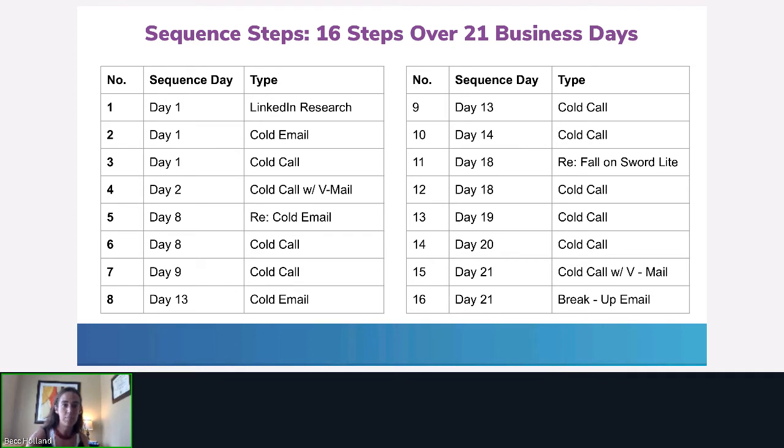So, great example is pod 1. Basically, after we look up the person on LinkedIn to see if they're still at the company, what kind of premises could we use to hook back into our product, we'll do a cold email, cold call for day 1, 2.